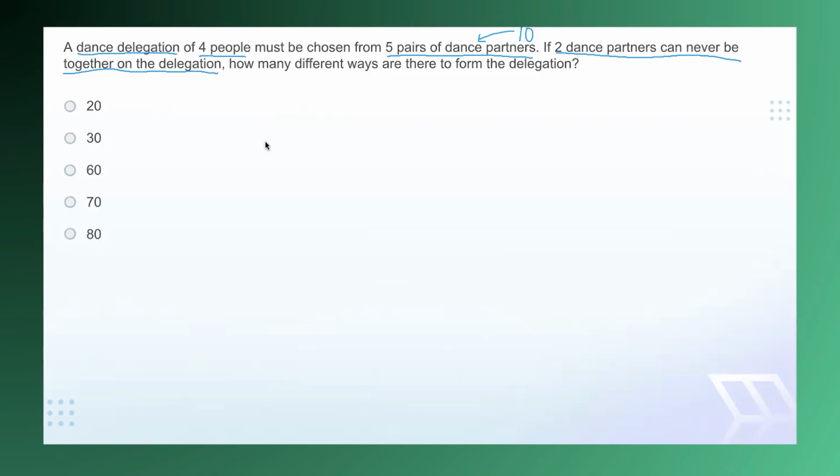Now, at this point, I was pretty sure I wanted to use my absolute favorite trick for restrictions on permutations, combinations, and probability problems, which is to take my total and subtract my restriction. So instead of solving directly for what I do want, I'm going to solve for what I don't want and subtract it from my total. And this is going to be a really great way to get around some of the nastiness that the test maker has set up for you.